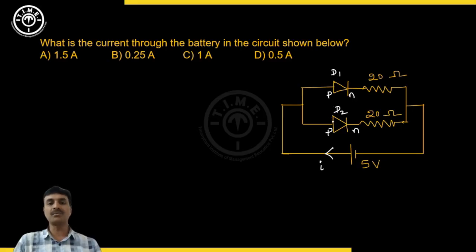So in forward bias mode, diode conducts perfectly. Okay. So current will pass through these two paths. Now two resistances 20 ohm each are connected, and these two are clearly in parallel combination.